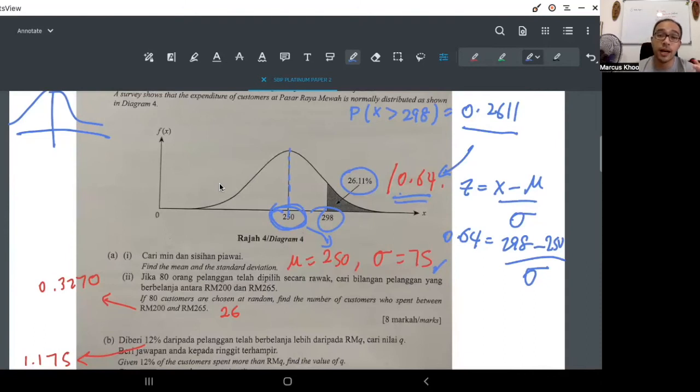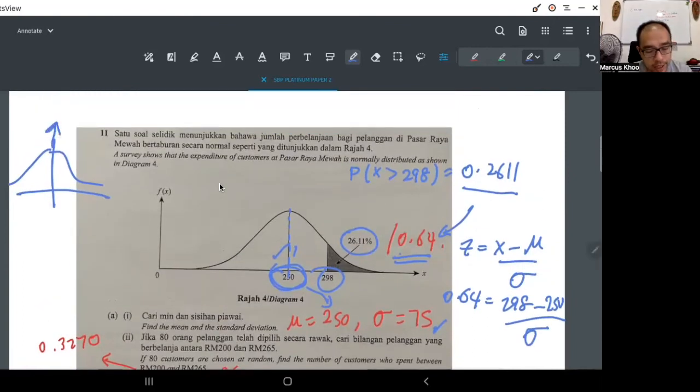This is a very interesting question because we are so used to them not even drawing the graph for you. Here they give you the graph and they want you to understand that the middle value is the mean. So actually this is really 1 mark. If you understand how the normal distribution graph works, then you know that the center value is the mean when it is not standardized. When it is already standardized, the center value is 0. That is the standard normal distribution graph, SND, the standard normal distribution.